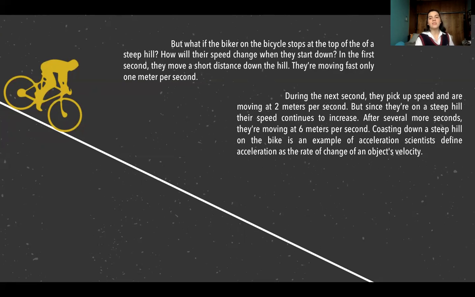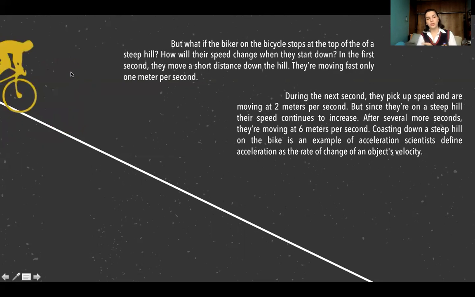Scientists define acceleration as the rate of change of an object's velocity. In our previous example, we discussed how it's going to remain at a constant speed. But once we change the position, we're changing the velocity of our biker. It's not going to be 3 meters per second anymore. It's going to move from 1 meter per second up to 6. Why? Because when it goes from the top of the hill downwards, it's going to be traveling faster and faster because we're having a change of position. Changing that position and changing the speed is what we know as acceleration.